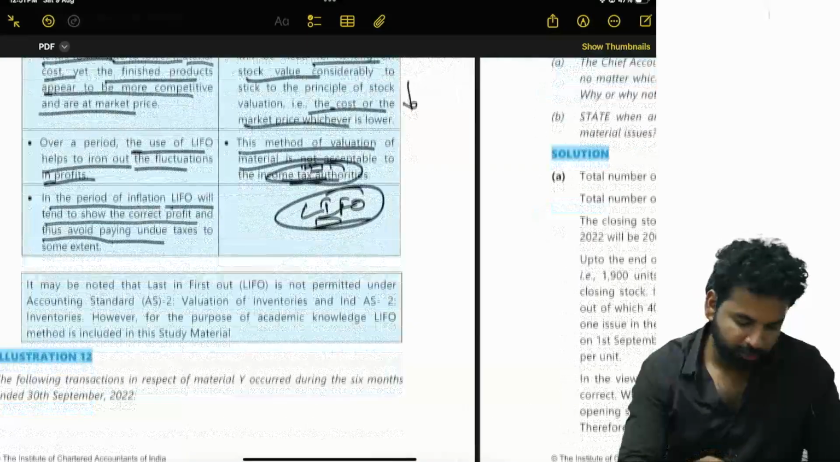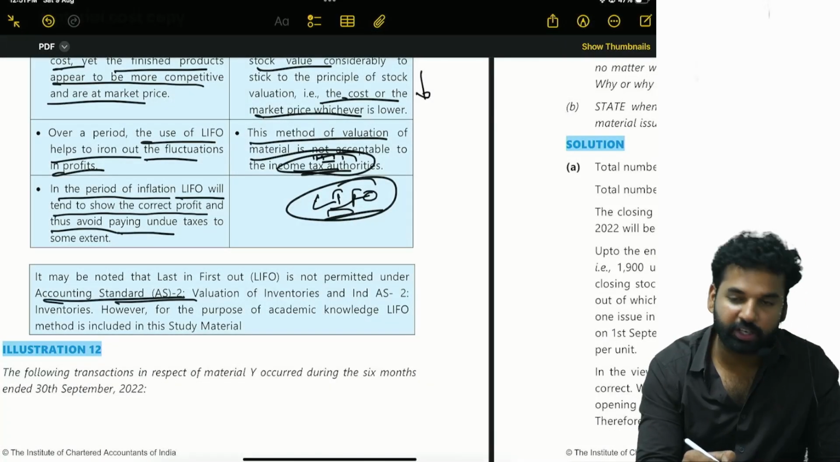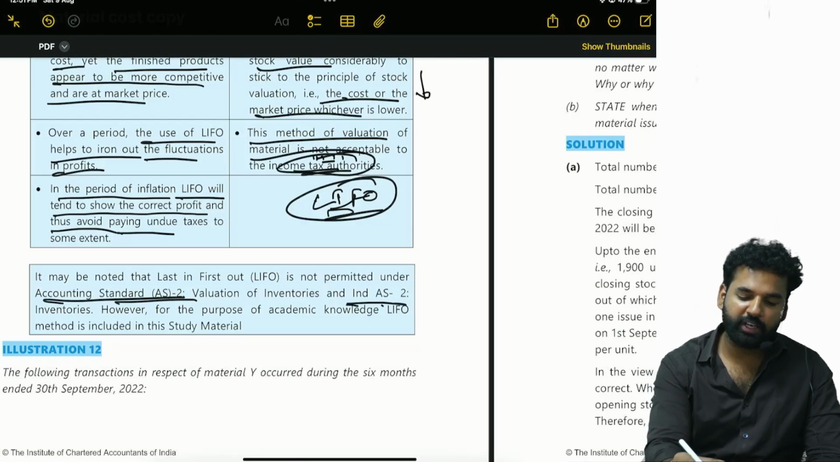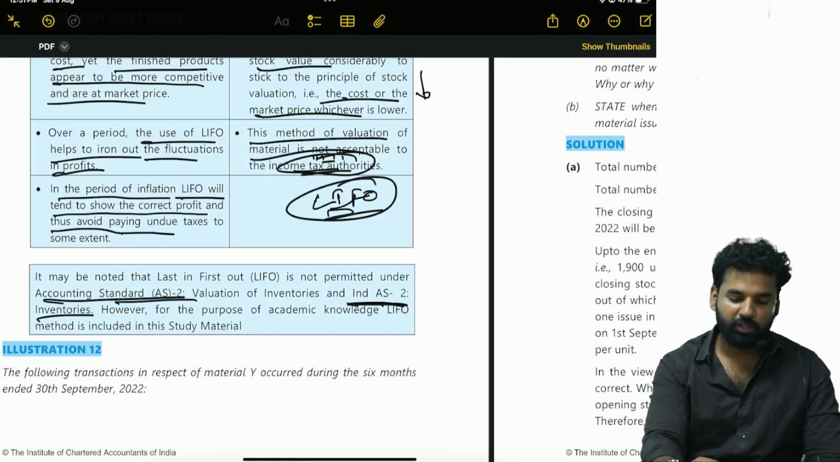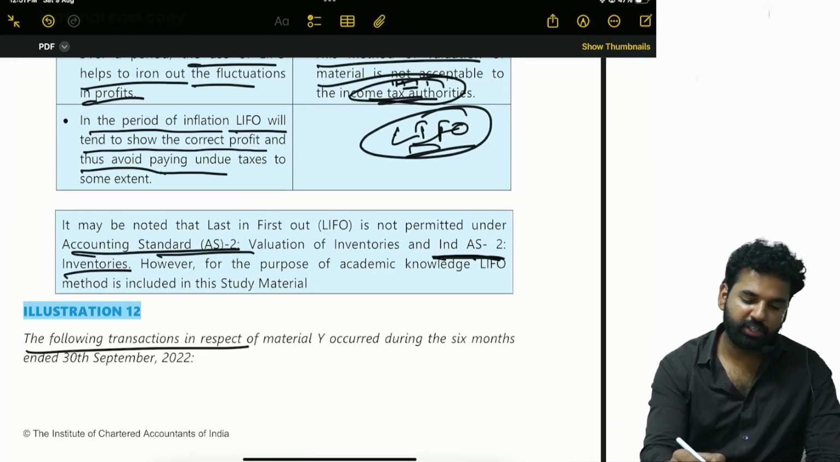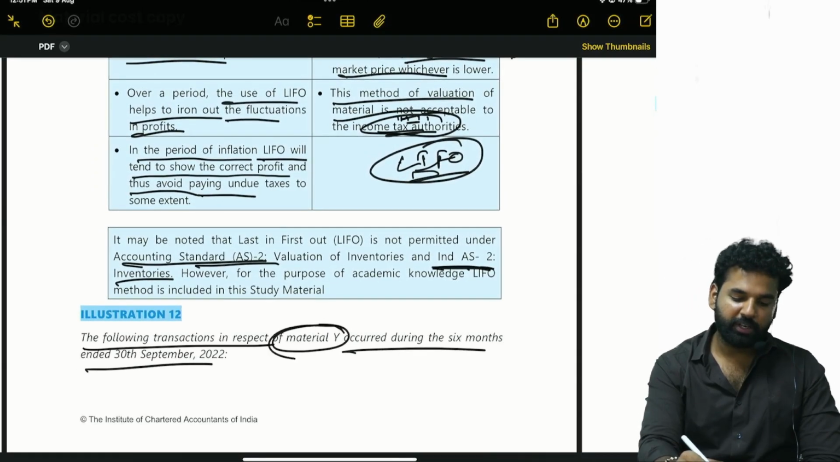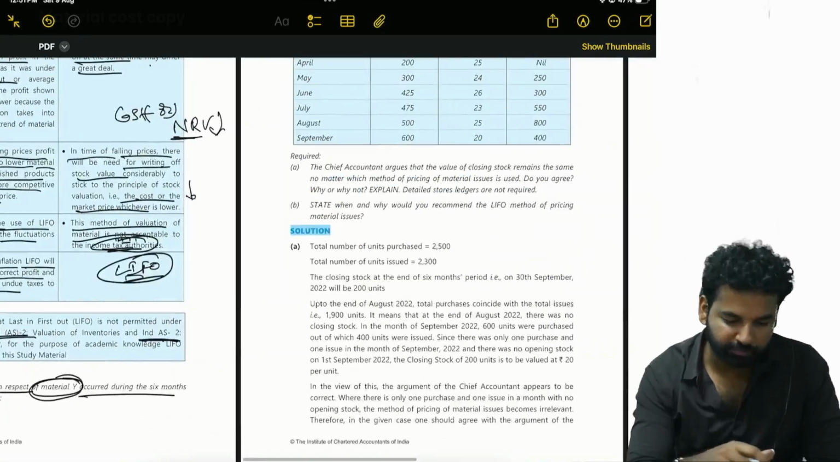Okay. So next, for valuation of inventories, we have Accounting Standard 2 and Indian Accounting Standard Ind AS 2, Inventories. Right. So now we have to solve this question. The following transactions in respect of material Y occurred during the 6 months ended 30 September 2022. So material Y's 6 months data is given.